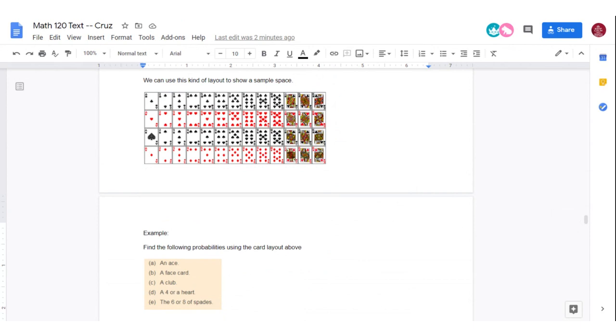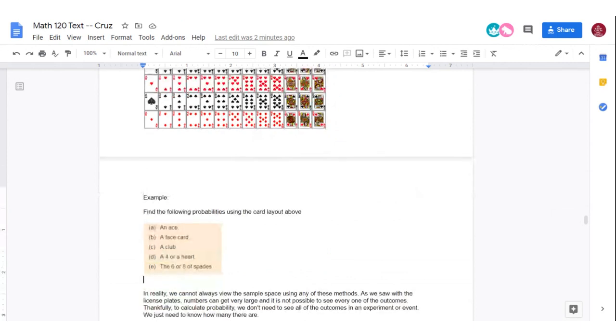So find the probabilities using the card layout above. All right, what's the probability? And you got to think of it like this. You got a deck of cards, and you shuffle them up, and you're going to deal one out to somebody. You might even have them pick it blindly. Either way you do it, the outcome's going to be the same. So what's the probability that they pick an ace? What's the probability? 4 out of 52 or 1/13th.